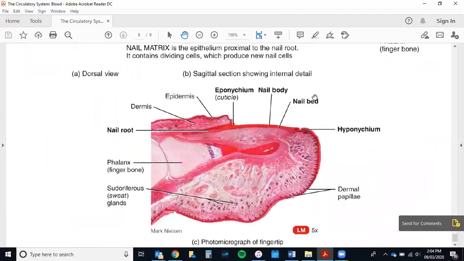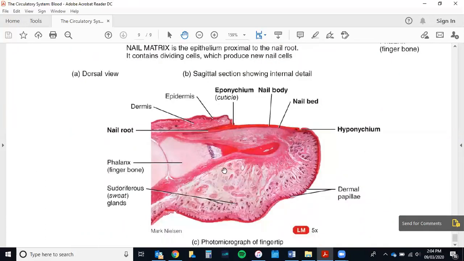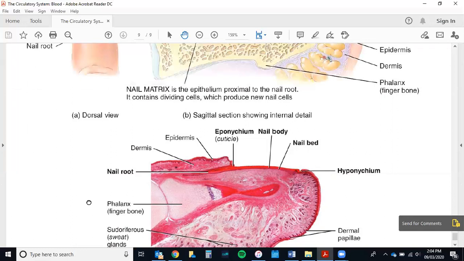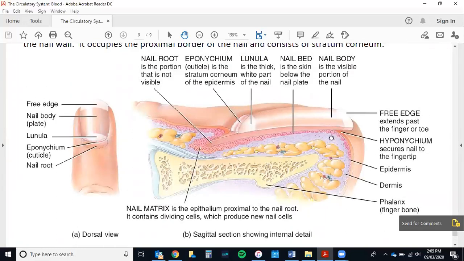Down here at the bottom is an actual cadaver fingertip, I believe. Looking at it under a microscope at 5 times, it basically shows the exact same thing as this, after a section has been taken along that sagittal plane, where we can see, fairly well anyway, the different parts of the fingernail and the finger associated with it. Not going to worry about that one, but this would be in this one as well.